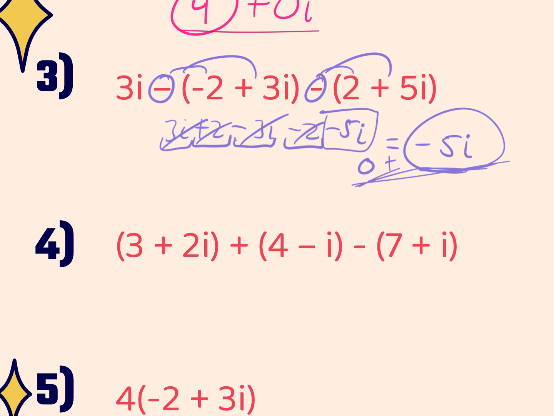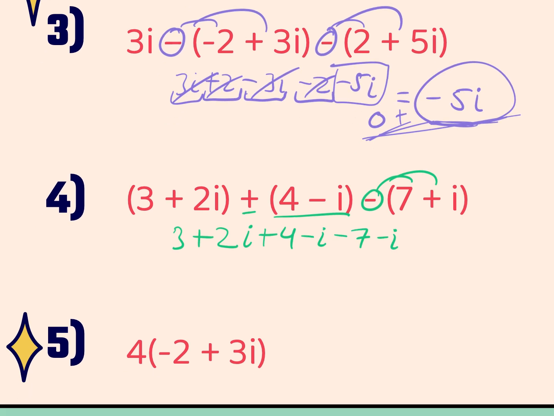Number 4, same thing, right? The addition is going to keep the sign of everything. The minus is going to change the sign of everything. So we want to change the sign of the 7 and the i, and then just combine everything. So we get 3 plus 2i plus 4 minus i minus 7 minus i.